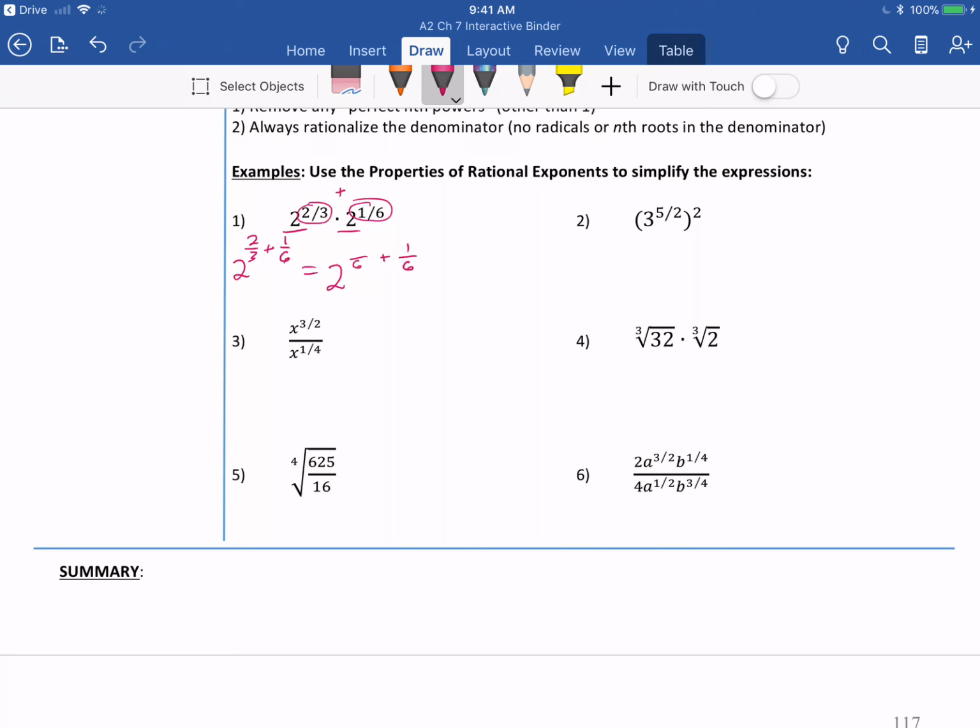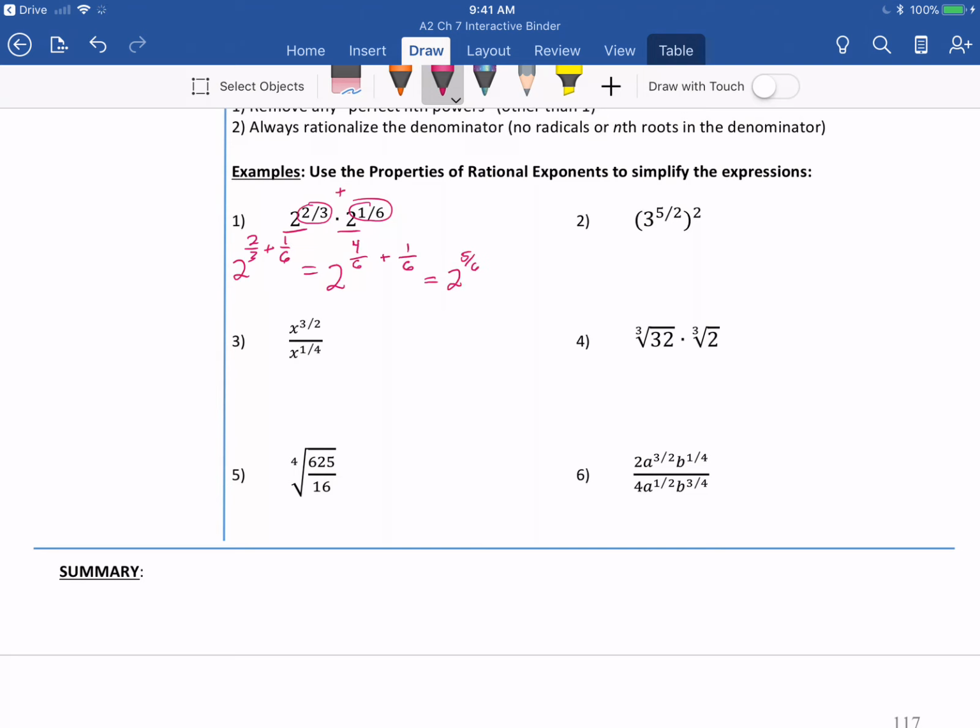So I want to make these common denominators of 6, and this one already has 6, so that's nice. I have 1/6. All right, so 2/3, to make that into 6, I had to multiply by 2, right? So I multiply the 2 by 2 to get 4. All right, so I have 4/6 and 1/6. Add those guys together, I have 2 to the 5/6.